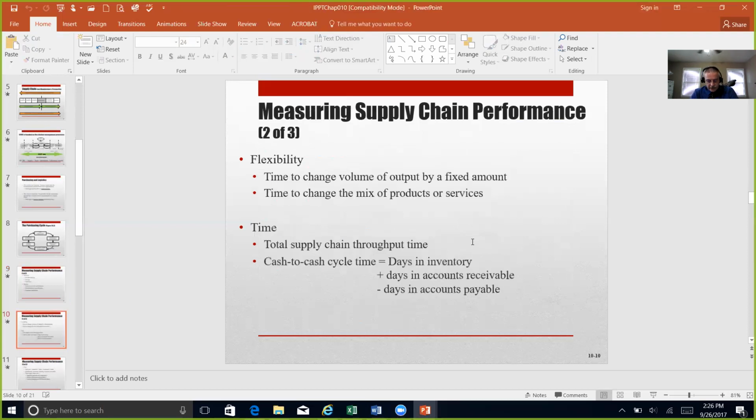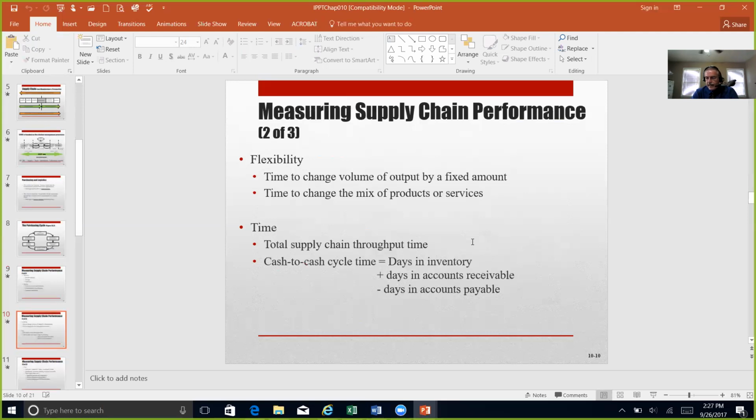The third one deals with flexibility, and flexibility really looks at how rapidly the organization can change in the supply chain. It usually looks at two common measures, volume flexibility and mix flexibility, where volume flexibility is how long it takes to increase or decrease an output by a fixed amount, and mix flexibility is looking at how long it takes to change the mix of products or services that's going to be delivered.